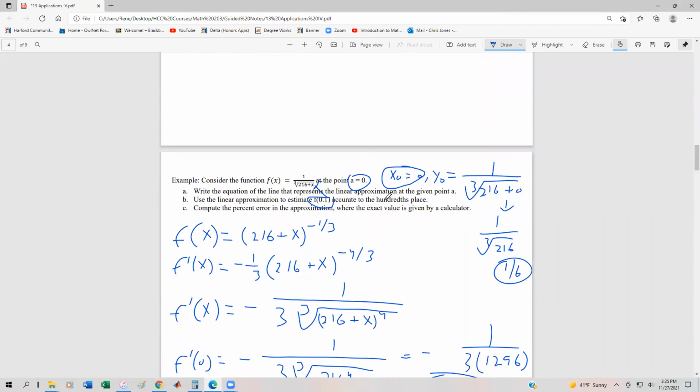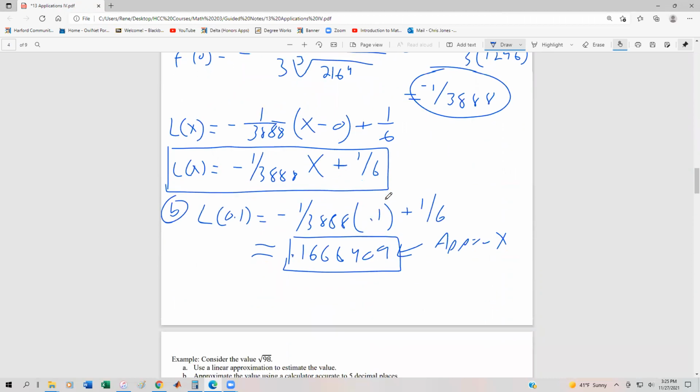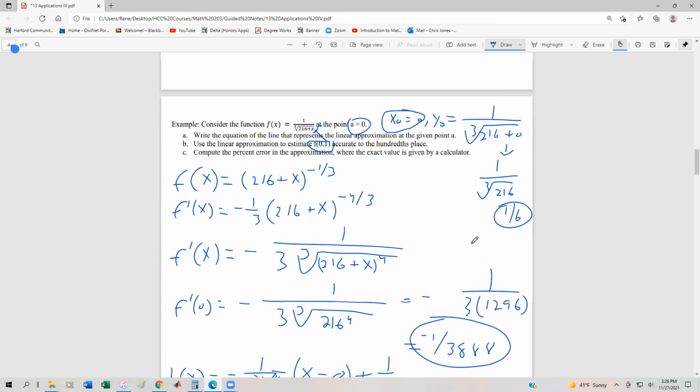Then we can start doing part C. So for part C, we're going to find f at 0.1, which is going to be 1 over the cube root of 216 plus 0.1. And that's going to give us our exact value. And we're hoping that it's pretty close to this number, 0.16666409. Let's see what we get out of this.